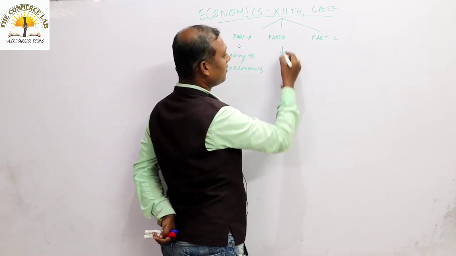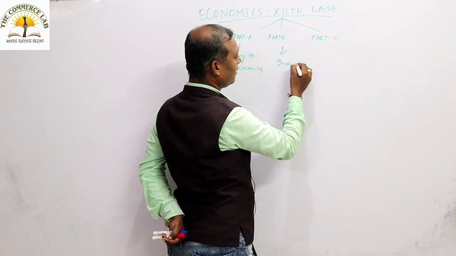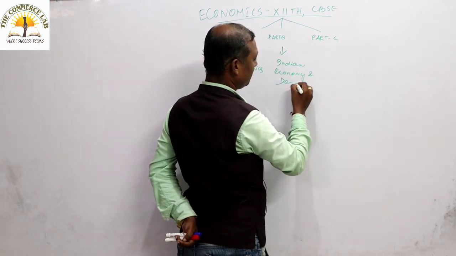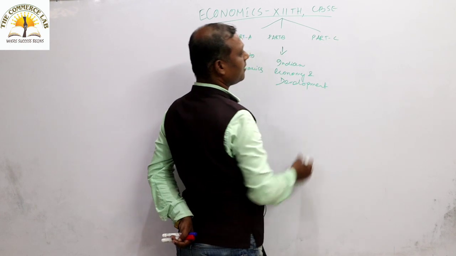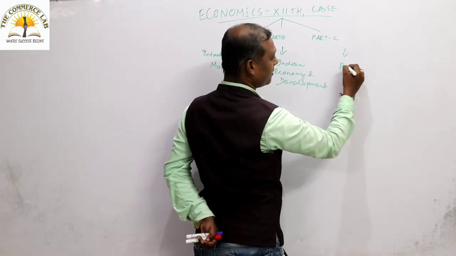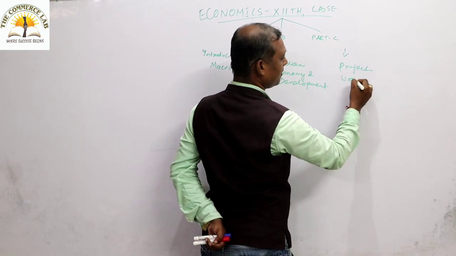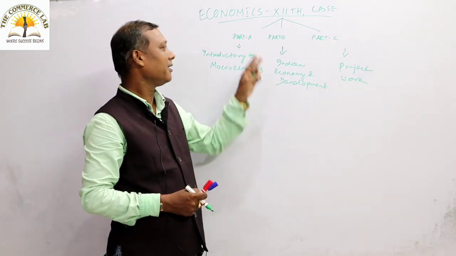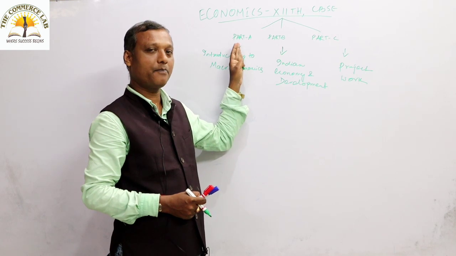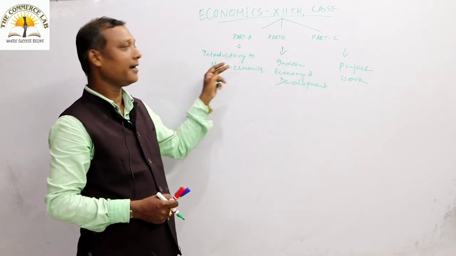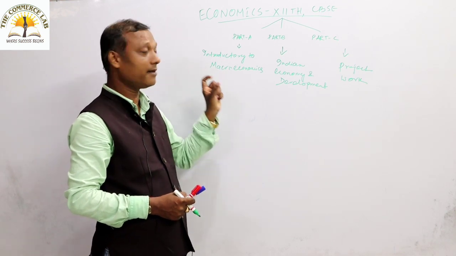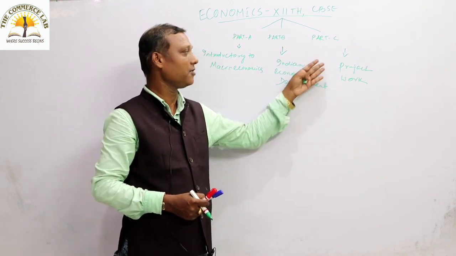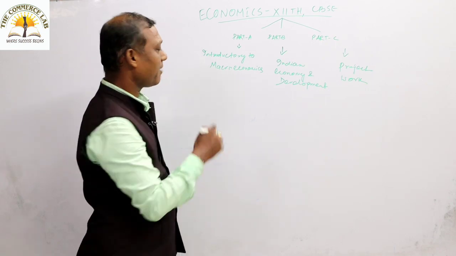Part B, you can say, is Indian economy and development. Then your part C is your project work. I hope you understood. The 12th class CBSE paper we can classify broadly under 3 heads: part A, part B, part C. Part A consists of the paper known as macroeconomics. We will study macroeconomics in part A. Then Indian economy and development is part B, and the remaining is part C, that is your project work.